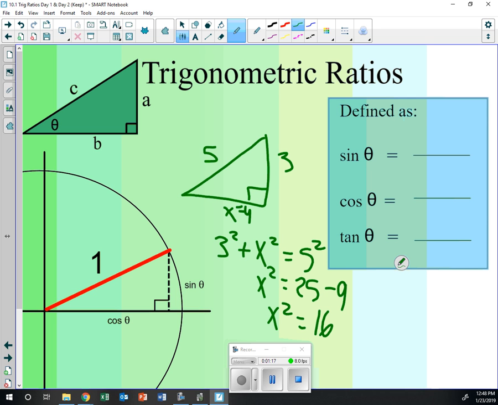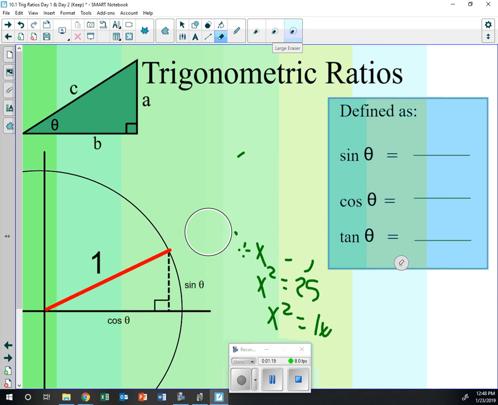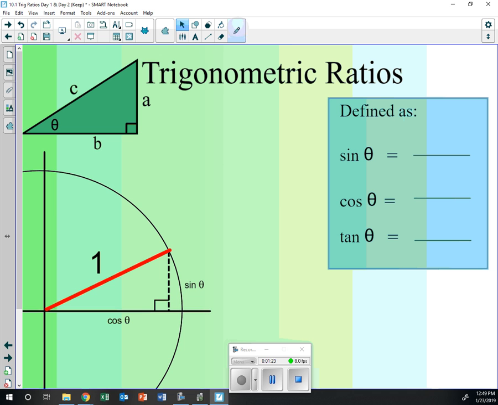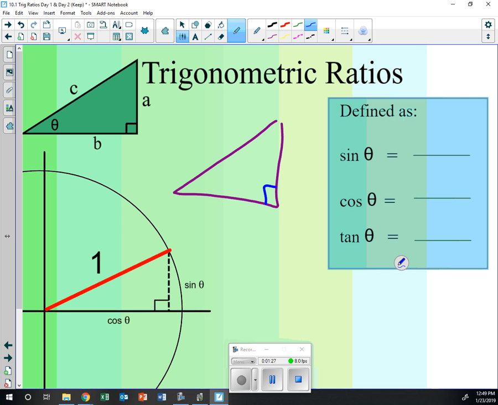But what if you didn't know those? What if you knew a side and an angle? So you knew this is a right angle, you knew this was 30, and then you knew this was 8. Could you find this or this? How? Oh, yeah, the sine and cosine. And that's what we're getting at today.